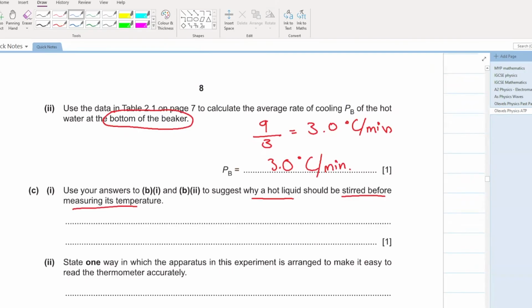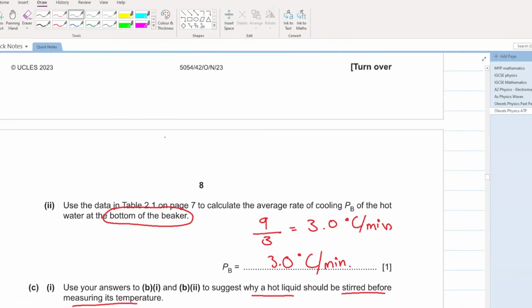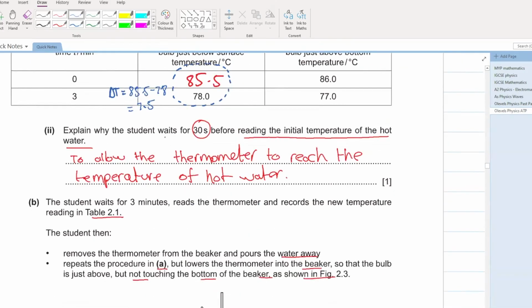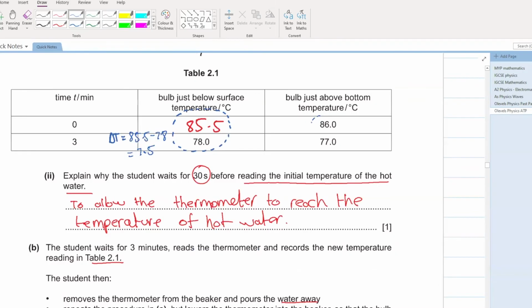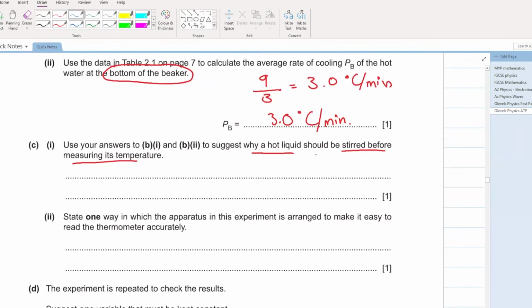You have to calculate the average rate of cooling of the hot water at the bottom of the beaker. Which temperatures will you use? These. What will be the change in temperature? 86 minus 77, that is 9 degrees centigrade. What is the time utilized? 3 minutes. 9 divided by 3, 3.0 degrees centigrade per minute is your answer.